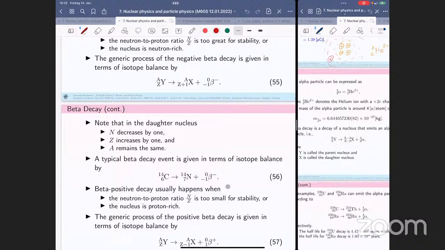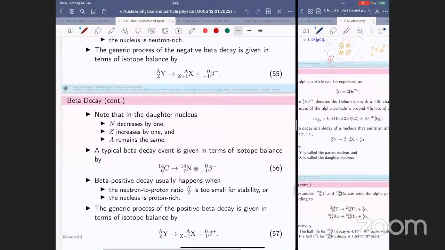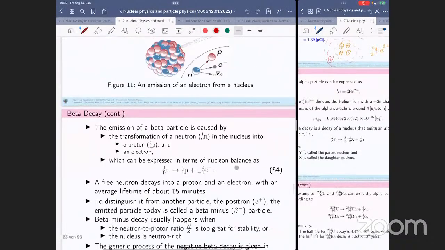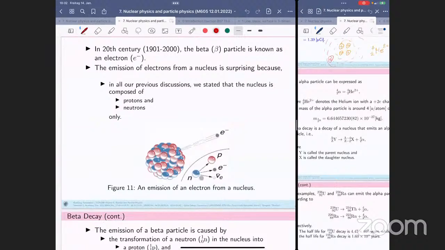In beta decay we have two kinds of beta decay. The first one is beta minus, and the second one is beta positive, beta plus. You can say beta positive decay is the second type of beta decay. It's in the opposite way. In the beta minus process, the neutron is converted to a proton together with an electron.